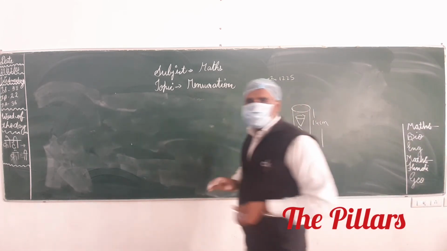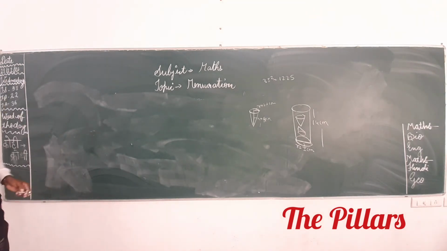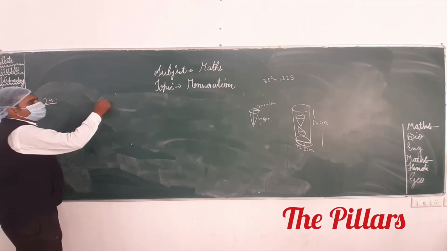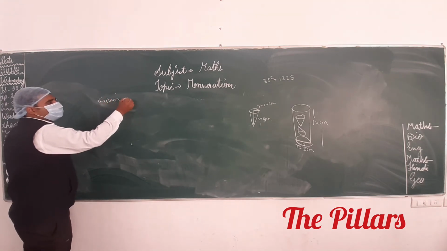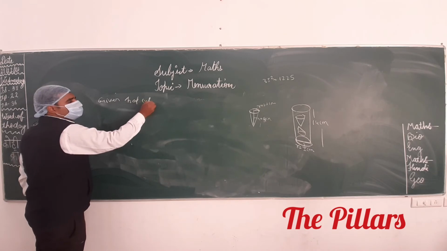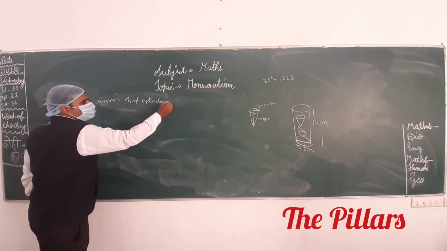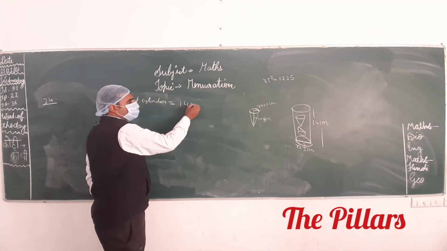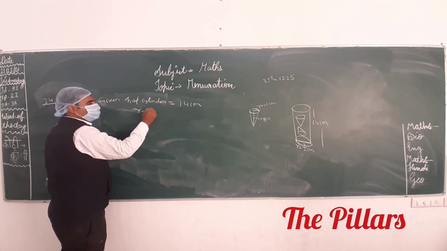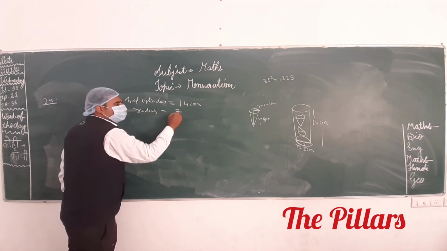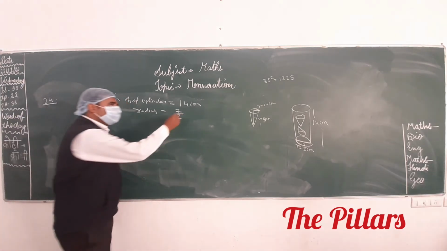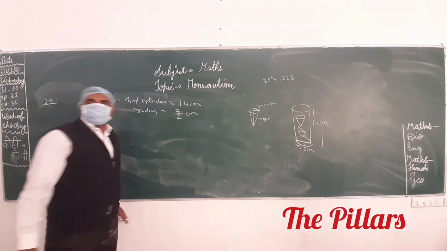Does anyone have any doubt in this question? Now we have to solve the question. First we have to mention the given things. Question number 24: the height of the cylinder, h, equals 14 centimeter, and the radius is 7 by 2. If you are interested, you can also mention 3.5.